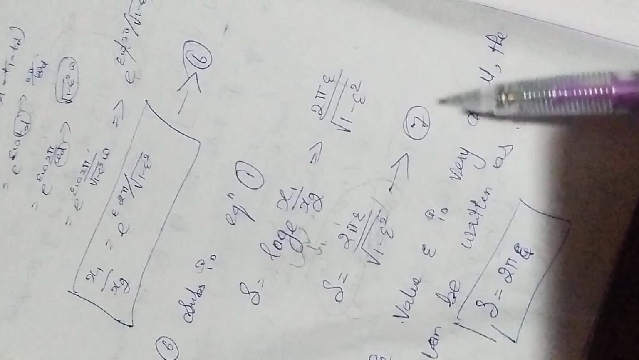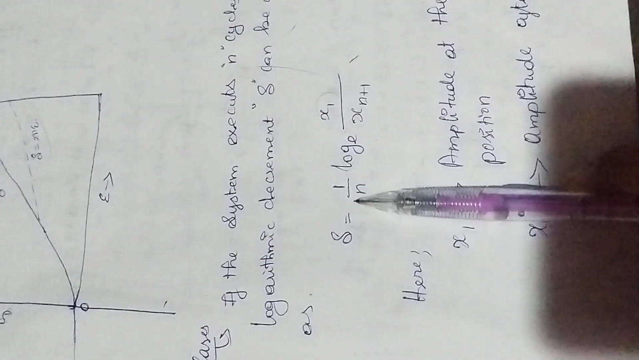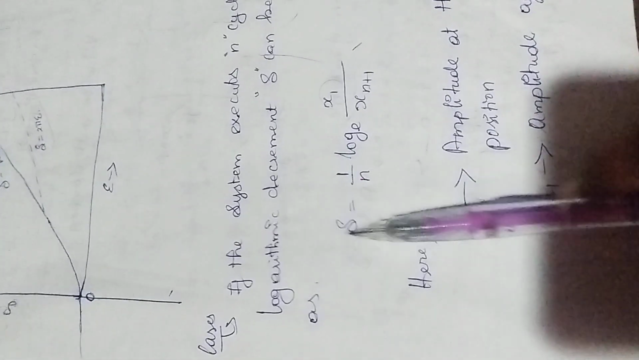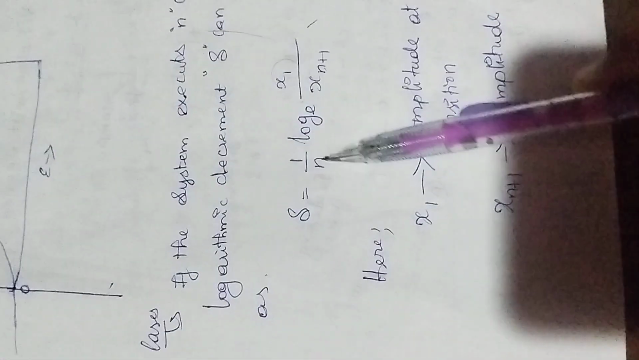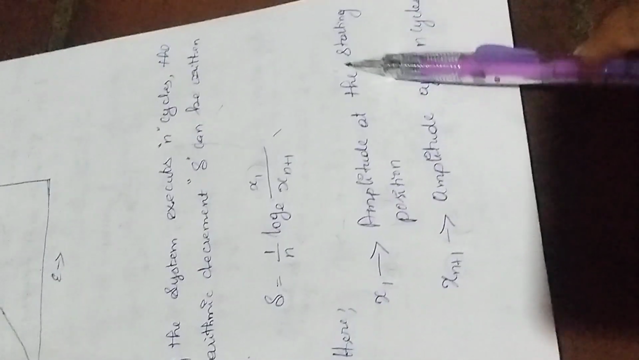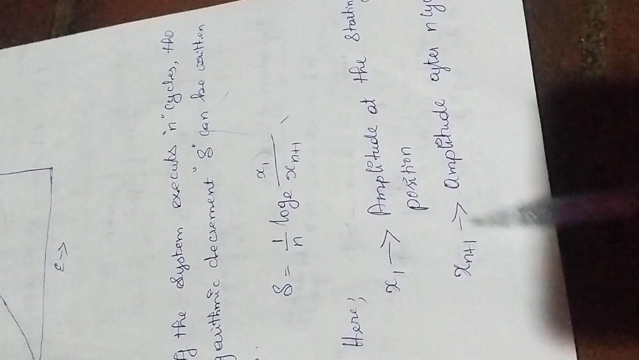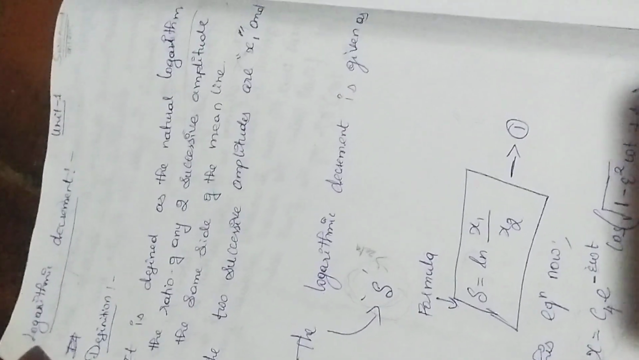See here, if we have a number of cycles, then at the end zeta is equal to 1 by n. In front we add the n: 1 by n log of x1 divided by x n plus 1. Here x1 is the amplitude at the starting position, and xn is the amplitude after n cycles. This is the logarithmic decrement. Thank you guys.